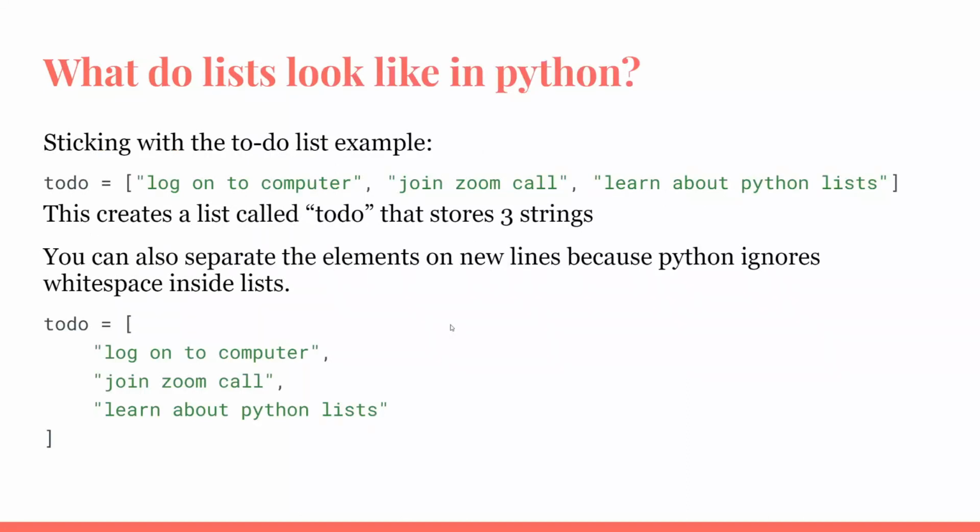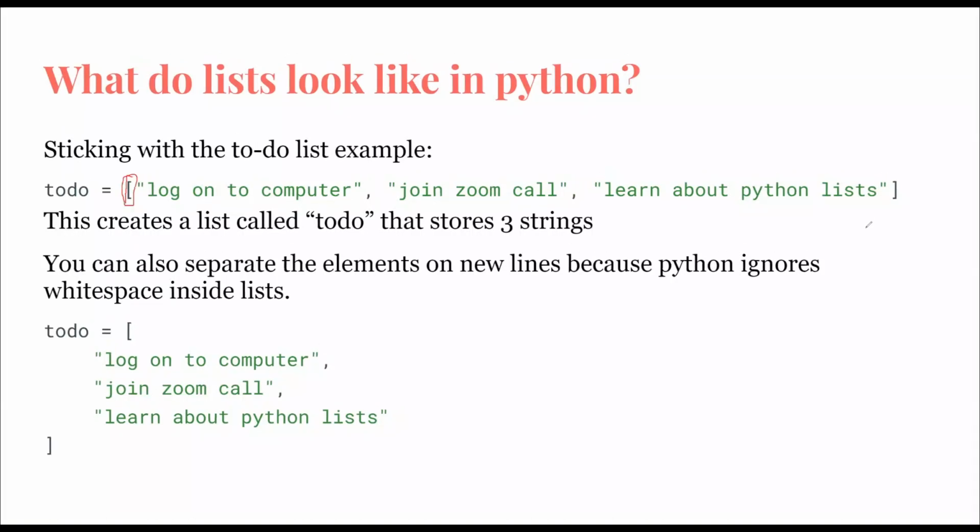For example, this is our to-do list. See how we initiate it with the square brackets, and we also end with the square brackets here. Then we have commas in between each individual variable. We have 3 strings over here: log on to computer, comma, join Zoom call, comma, learn about Python lists. So we have 2 commas, and you need to have commas between each piece of data to make sure they're connected. This creates a to-do list of 3 strings.